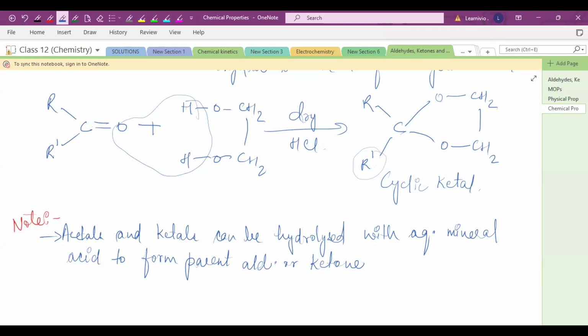Okay, so note this down: acetals and ketals can be hydrolyzed with aqueous mineral acid. Do you know what a mineral acid is? No, ma'am. A mineral acid is an inorganic acid, as opposed to an organic acid like ethanoic acid, carboxylic acid, or formic acid. Organic acids are weak acids.